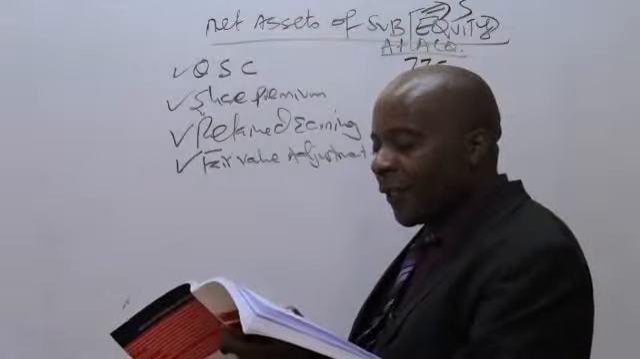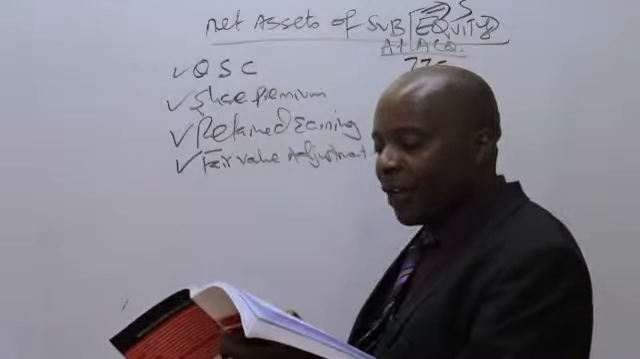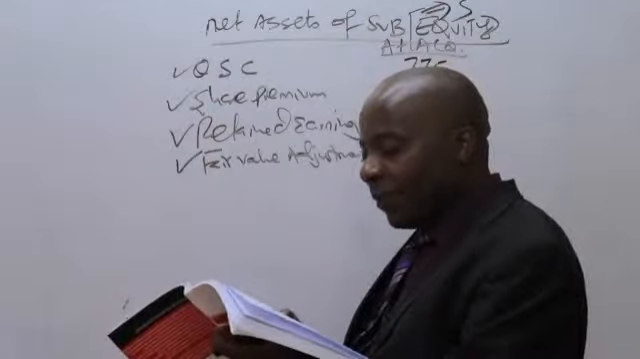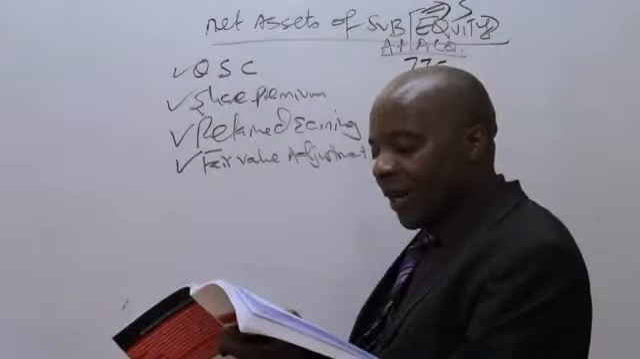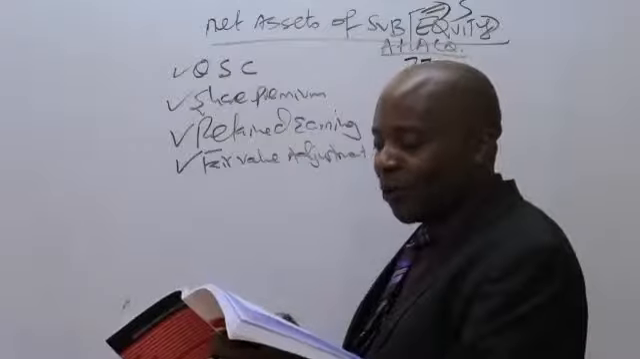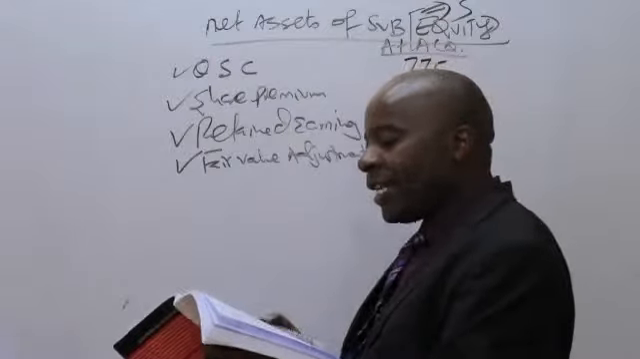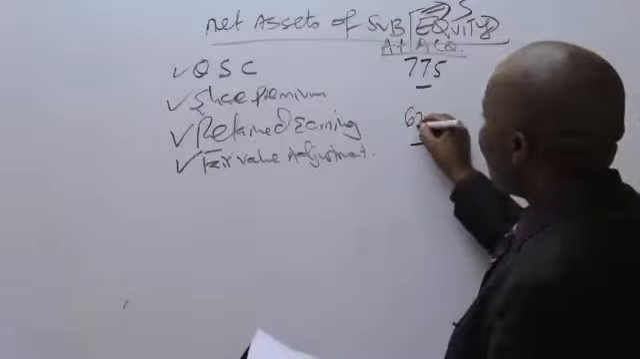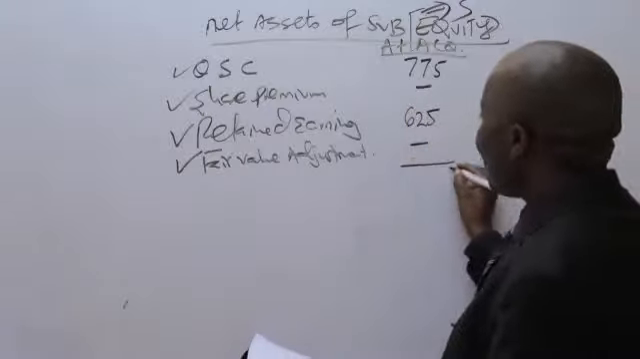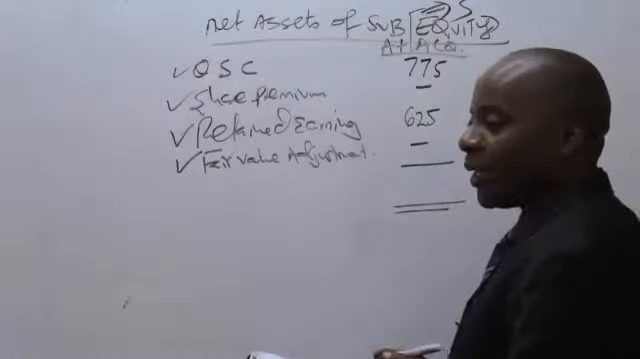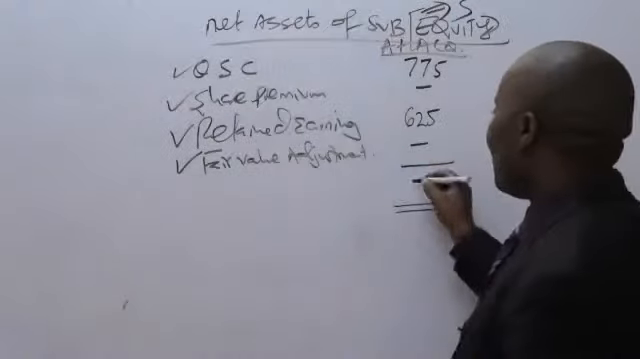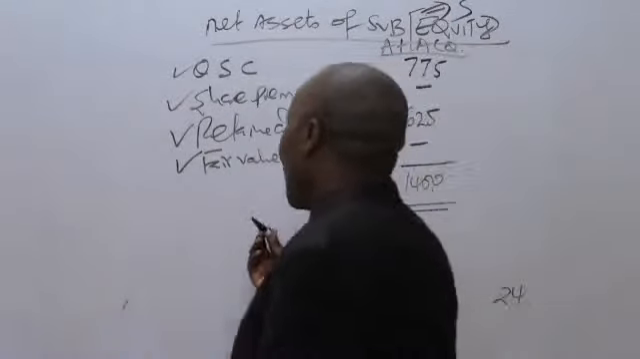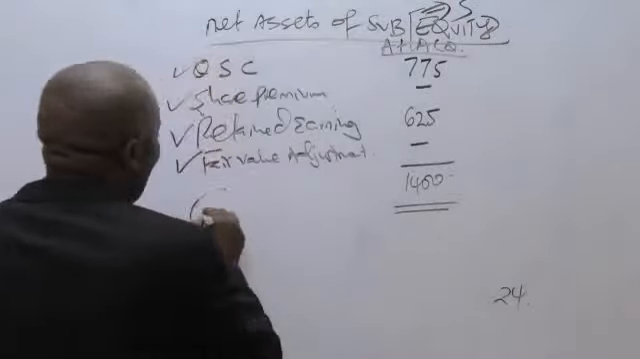That S Limited's net assets had a fair value of shillings 1400 as at 1st April 2016, represented by equity share capital of 775 and retained earnings of 625. So hebu niongeze hizi mbili, zinakuja ngapi? 1400. Great. So unakuja na muandikia hapa goodwill on acquisition.